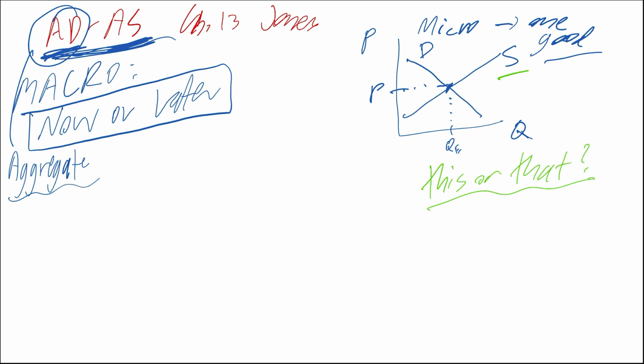Do we want to produce more now, or do we want to produce more later if we decide to store up our inventories and not sell as much now, or if we decide to not use all of our factors of production now and try to produce more in the future? All right, so that's kind of the basic idea.